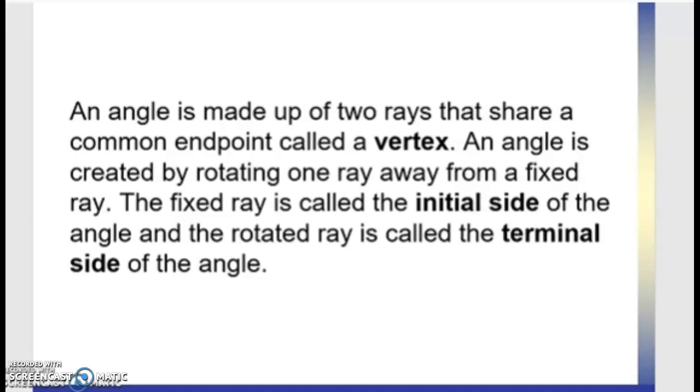An angle is made up of two rays that share a common endpoint called a vertex. An angle is created by rotating one ray away from a fixed ray. The fixed ray is called the initial side of the angle, and the rotated ray is called the terminal side of the angle.